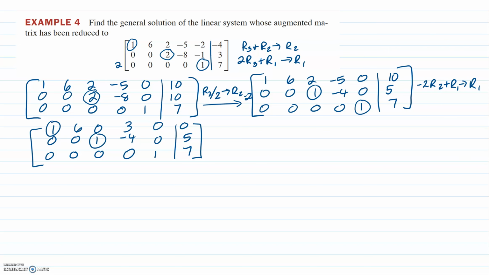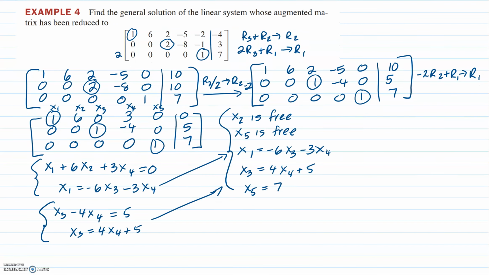Pivots here, here, and here. Now we have multiple free variables. So here's the solution. x2 is free, x5 is free, x1 I got from the first row, x3 I got from the second row, and x5 is 7.